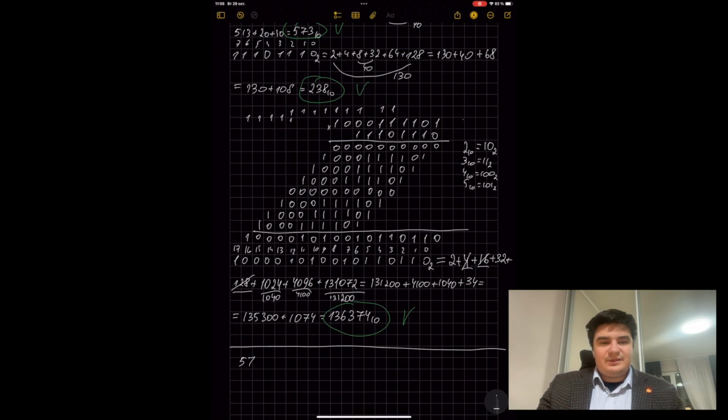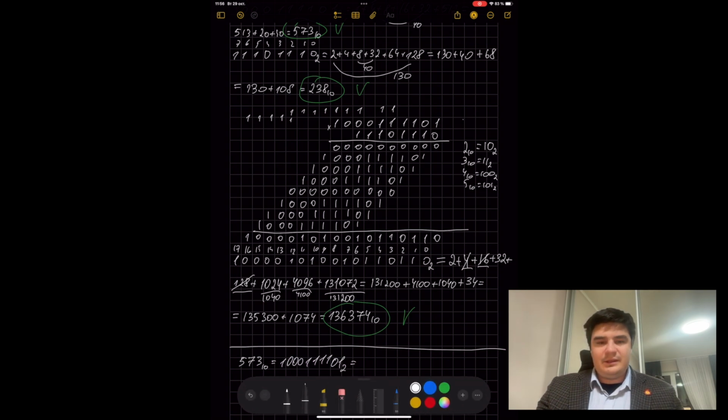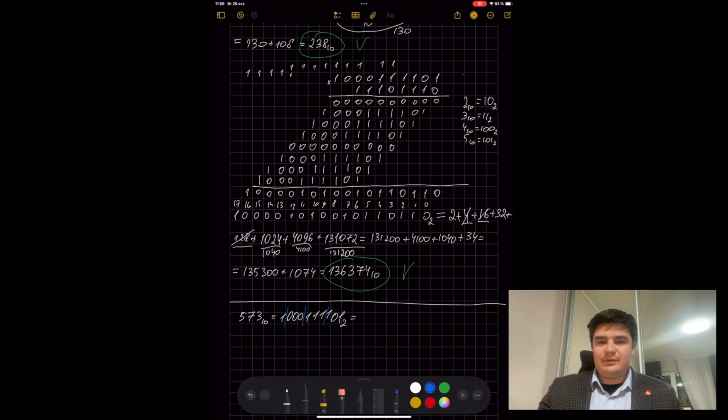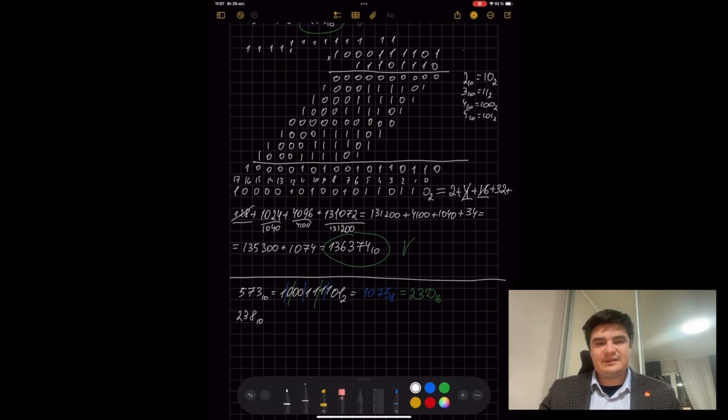Now, let's convert the factors from binary to octal and hexadecimal using the method covered in the video that will now appear in a suggestion. As a result, we find that 573 becomes 1075 in octal and 23D in hexadecimal, while 238 converts to 356 in octal and E.